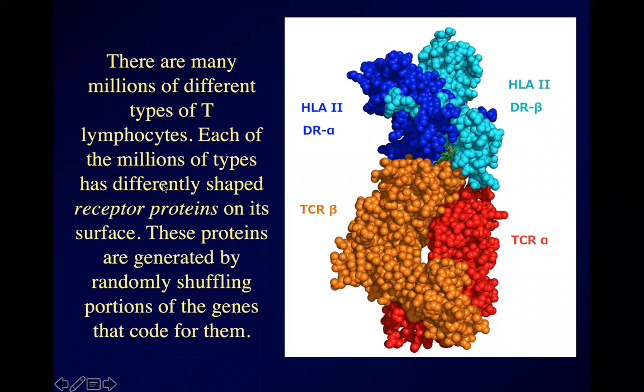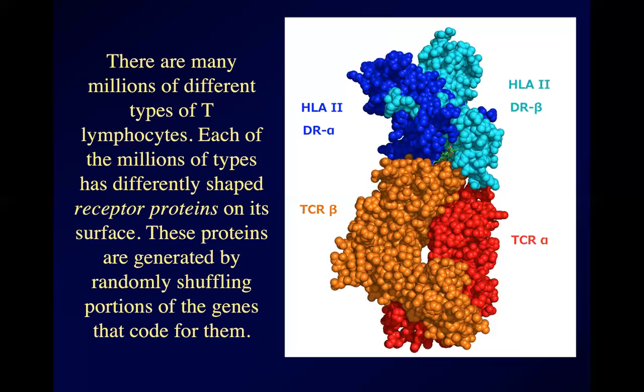And here's the thing, you are born with many millions of different types of T lymphocytes. And what makes each of those millions of lymphocyte types different is each one makes a differently shaped receptor protein on the surface. This is what a T lymphocyte receptor protein looks like. It actually sticks out of the surface like a little antenna on the surface of the cell.